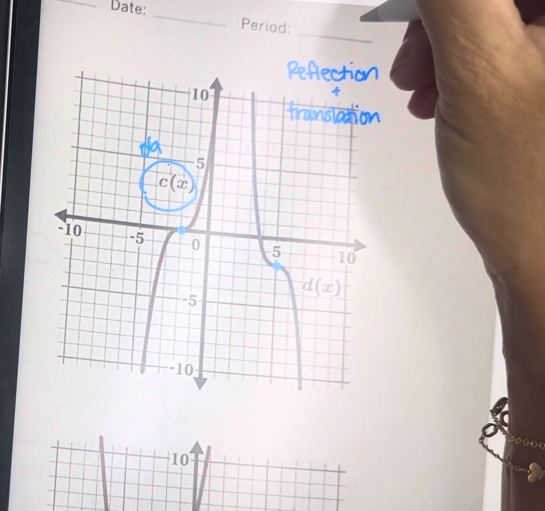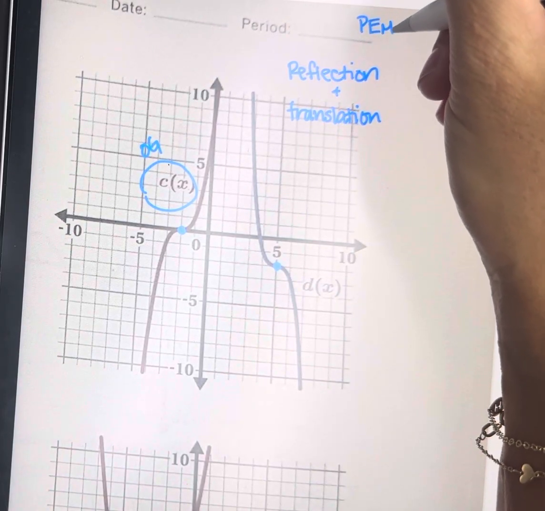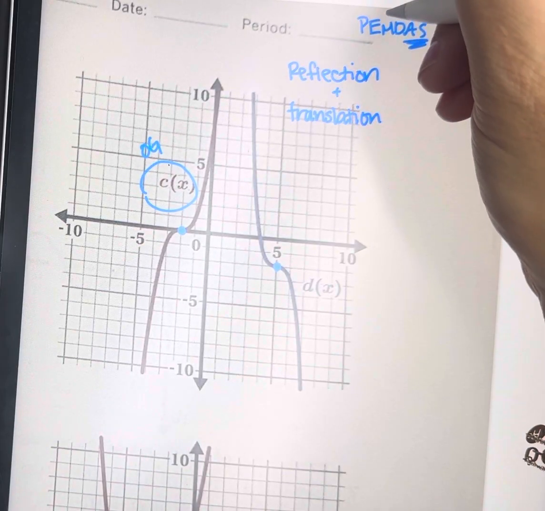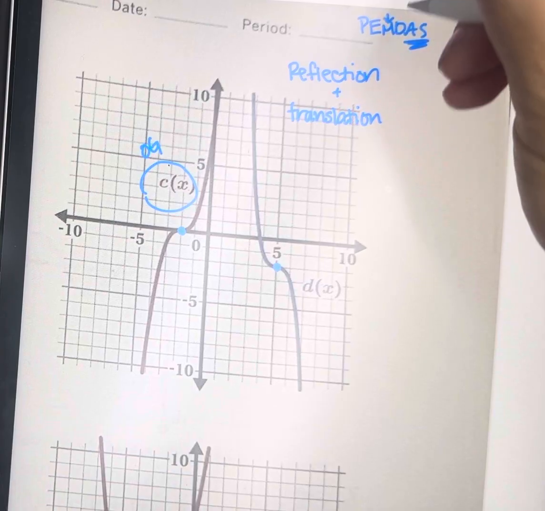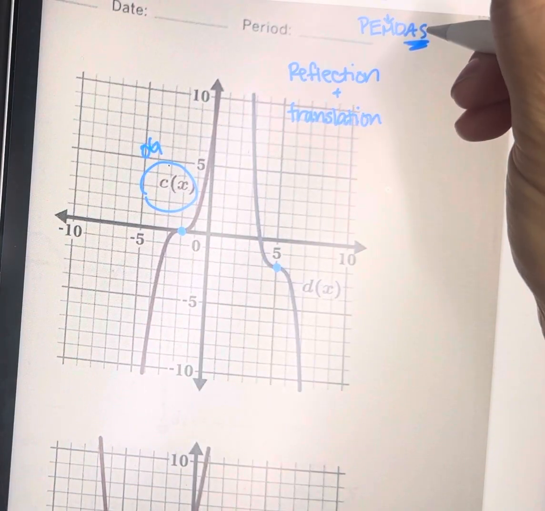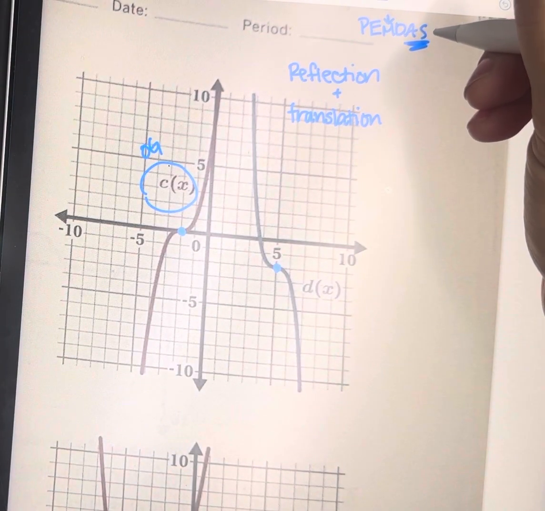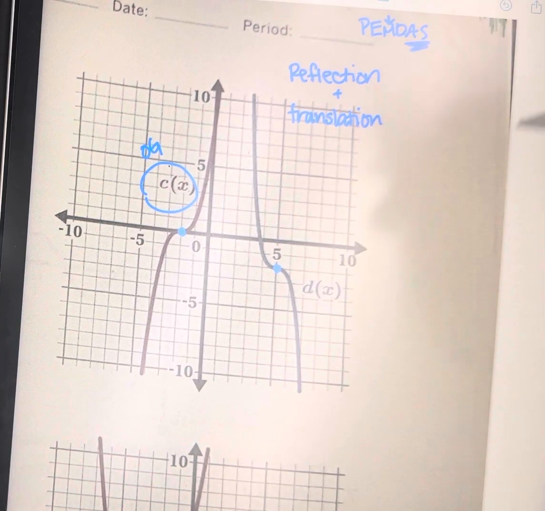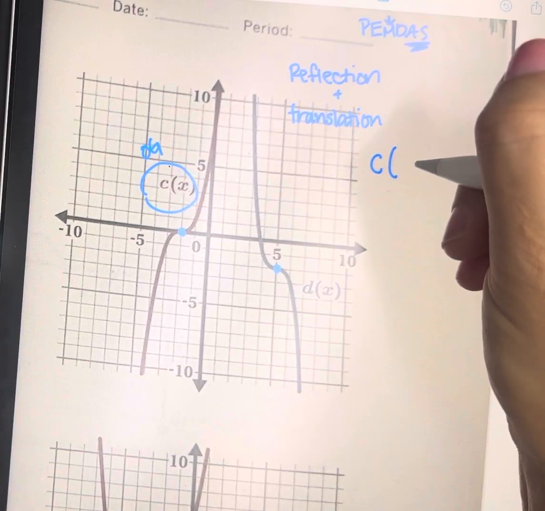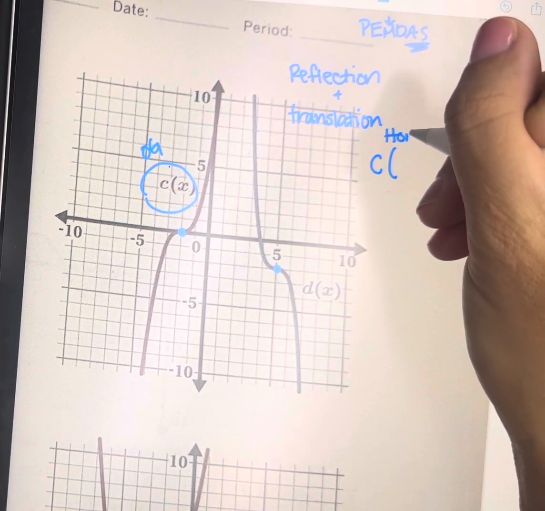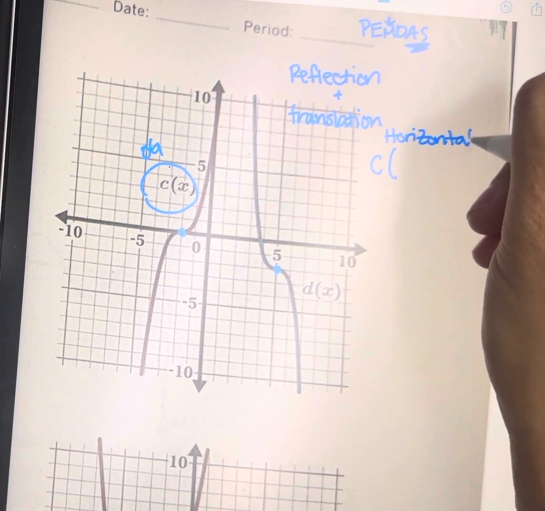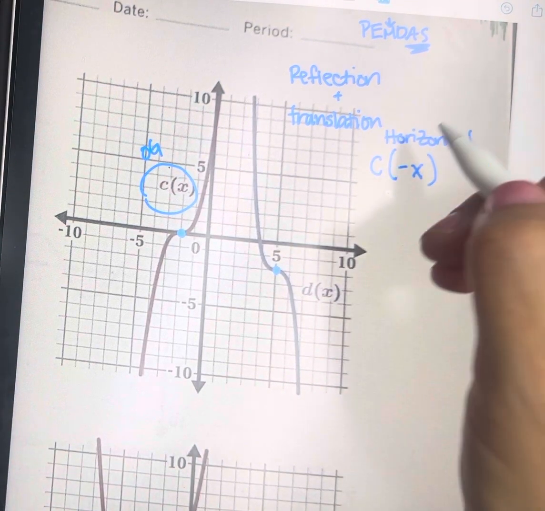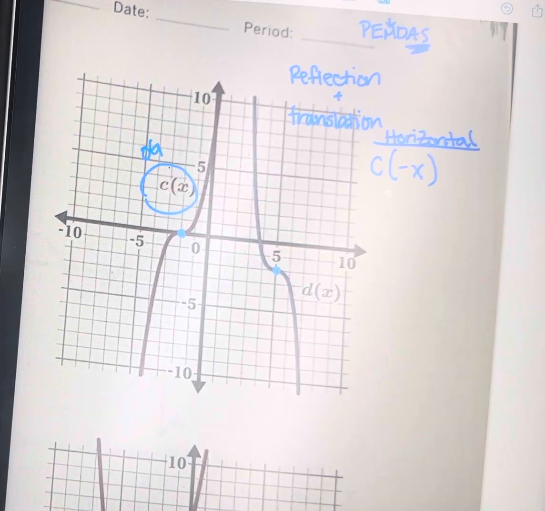Now please remember that according to PEMDAS, addition and subtraction must happen last, multiplication happens first. Reflections are multiplication. Translations are addition and subtraction. So we are going to first do the reflection. Now you decide. Do you want to do a horizontal reflection? Then you would have c of negative x. Okay? Let's go with that one first.